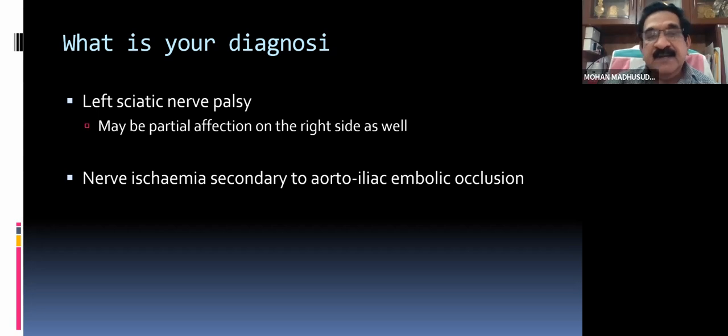So in fact, he had left sciatic nerve palsy, but maybe partial affection on the right side as well. But the nerve ischemia was secondary to the aortoiliac thrombotic occlusion. See what happened, he must have had severe pain. We'll go back to the history. He had severe pain in the night. He could not sleep, in both the lower limbs.